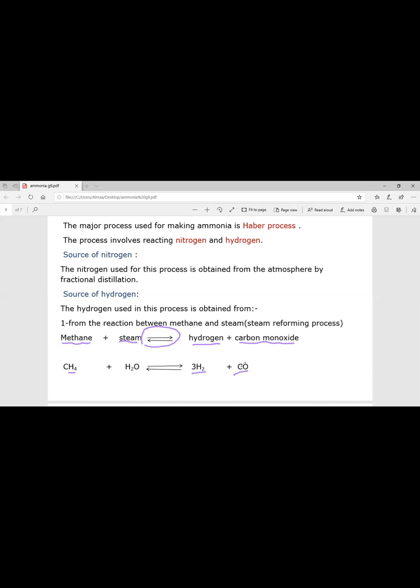What is the meaning of the Haber process? The Haber process is a process used to produce ammonia. Ammonia is a compound composed mainly of two elements: number one, nitrogen, number two, hydrogen. How to obtain nitrogen? By fractional distillation of the atmosphere. How to obtain hydrogen? From the reaction between methane and steam, producing hydrogen and carbon monoxide.